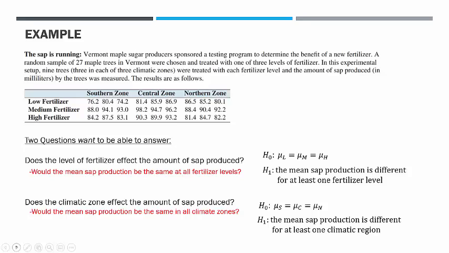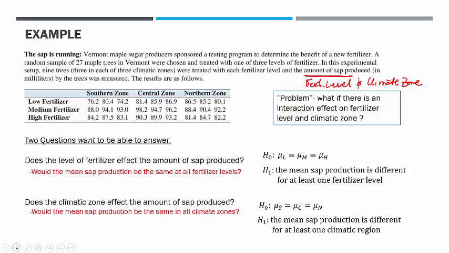Back to the example with the maple trees, where we're interested in sap production based on fertilizer level and climate zone, right? We always have the test for interaction. Remember, there's always the problem, so we always test for interaction first. But then if we fail to reject the test for interaction, then we can break it down to these two separate tests. We can separate out the factors, the row factor, in this case fertilizer, and the column factor being climate zone.